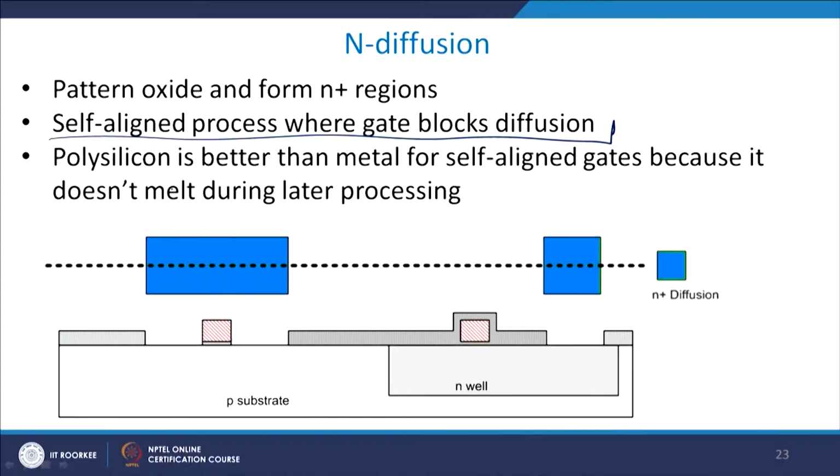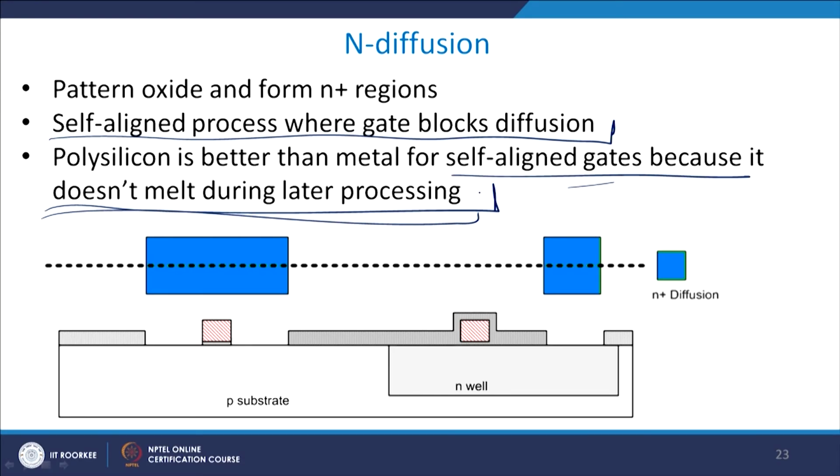So, polysilicon is better than metal for a self-aligned gate because it does not melt during later processes, right. Its melting point is typically very high for polysilicon, even compared to metal, and that is the reason you use it. So, this is the N plus diffusion. There will be N plus diffusion here and here as well. This gate will not allow the diffusion to go inside this material, right.